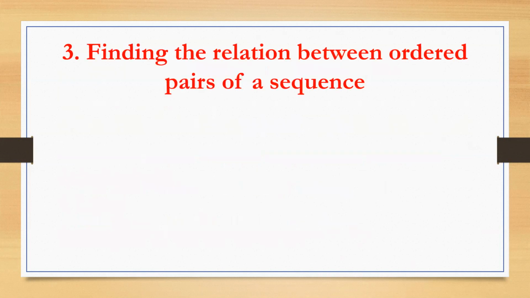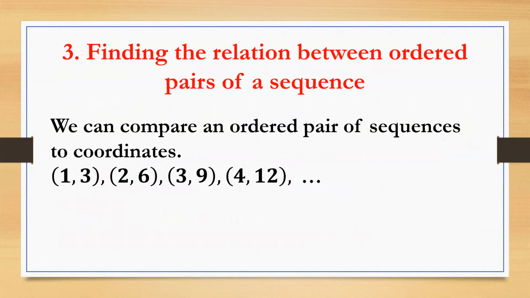We had also learned how to find the relation between ordered pairs of a sequence. So comparing an ordered pair of sequences to coordinates, for example here, we will have an x value and a y value, and if we want to find the relationship which exists between x and y, we need to consider the values. So here 1, 3, so 1 times 3, 2, 6, 2 times 3, 3, 9, 3 times 3, and so on. So we can say that y equals 3x.